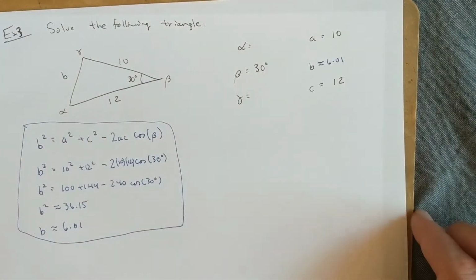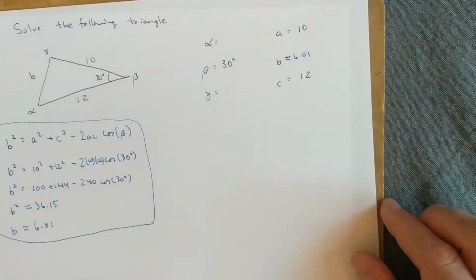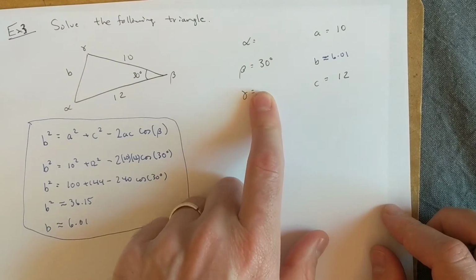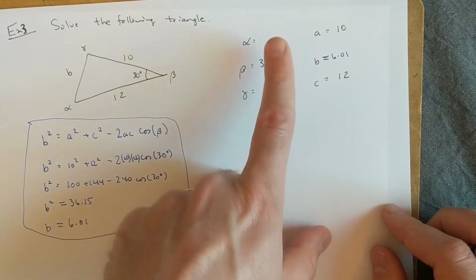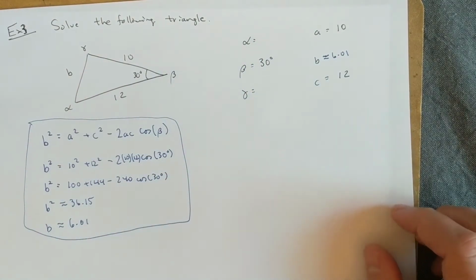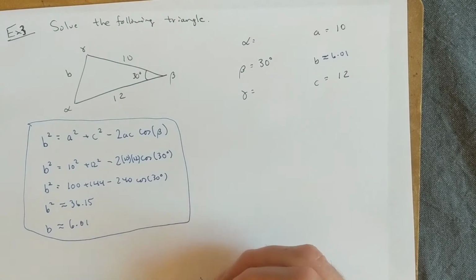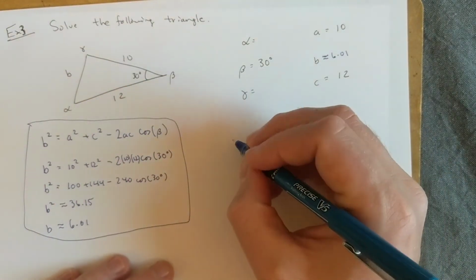Okay, so what are we missing? We're missing 2 angles. So remember that once we find one of these angles, we can just use the fact that they add up to 180 degrees to find the missing one. But we have to find one of them, and we can use the law of cosines to do this. So I'm going to find alpha.